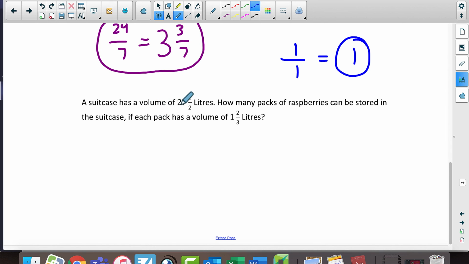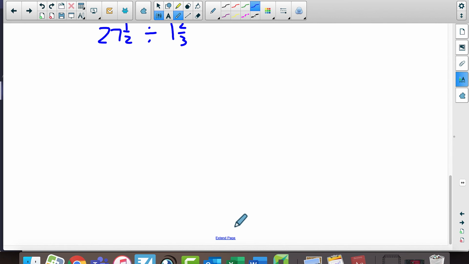And here's our word problem we always end with. A suitcase has a volume of 27.5 liters. How many packs of raspberries can be stored in the suitcase? Oh yeah, we're going to be smuggling raspberries across the border or something. If each pack has a volume of 1 2/3 liters. So this is the total, 27.5, and we want to know how many of these 1 2/3 go into 27.5. In other words, 27.5 divided by 1 2/3 equals what?